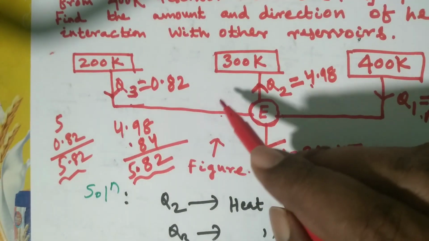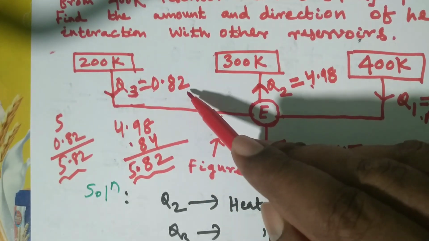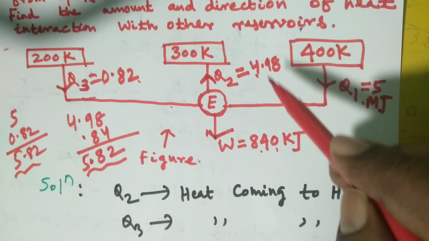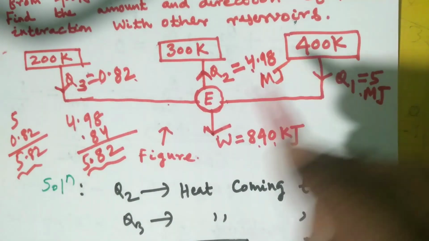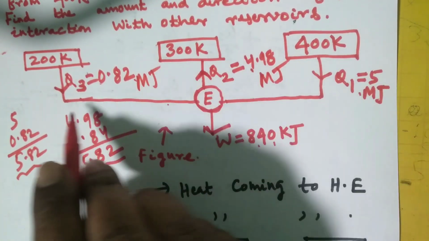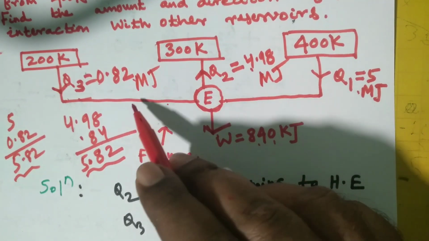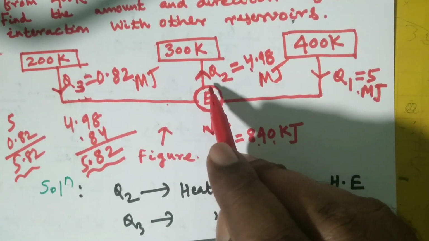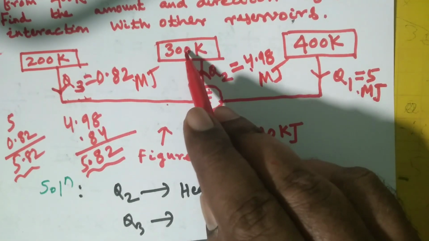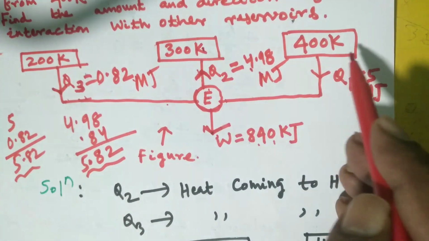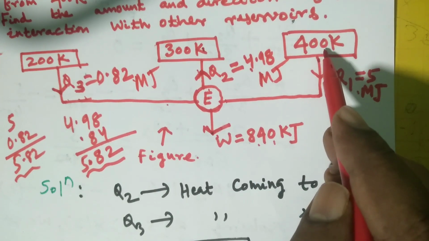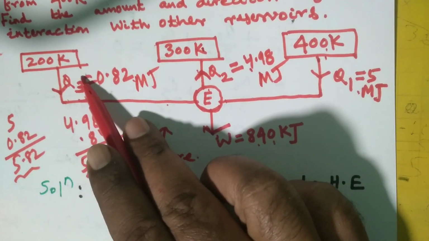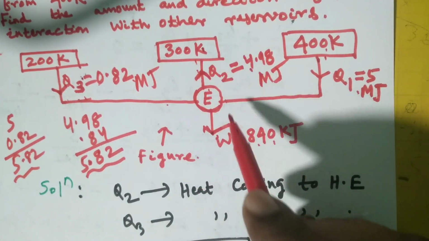So the correct magnitudes will be: Q3 is 0.82 megajoule and Q2 is 4.98 megajoule, and the direction will be like this. Q3 will be heat coming from the 200 Kelvin reservoir, and Q2 will be the heat rejected to the 300 Kelvin reservoir. Heat will come from these two reservoirs as sources, the 400 Kelvin and the 200 Kelvin, and one is the sink, that is 300 Kelvin.